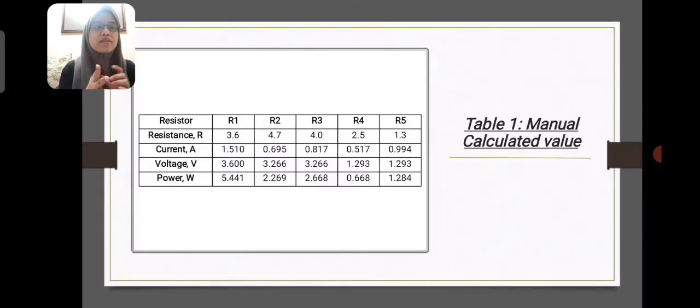For my part, I will present the comparison table of calculated and simulated results. This is Table 1. This shows the manually calculated values. How we got these manually calculated values is by using Ohm's law, when we calculate the current, voltage and power for all the resistors, which are R1, R2, R3, R4 and also R5.